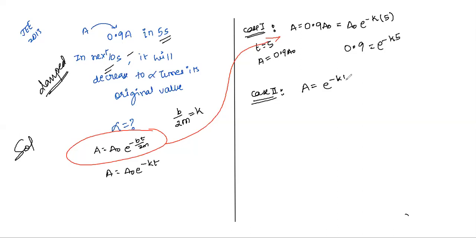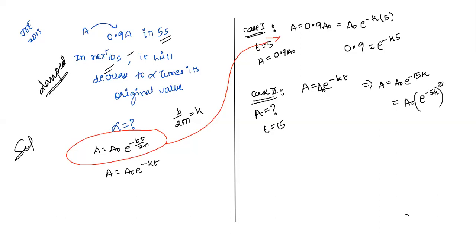So A is equal to e power minus kt into A naught is the expression, right? And we need to substitute 15 instead of t, because we need to find out how much the amplitude changes when the total time is 15 seconds from the start. So we'll have A is equal to A naught into e power minus 15k. Can we write this in terms of e power minus 5k, by the way?